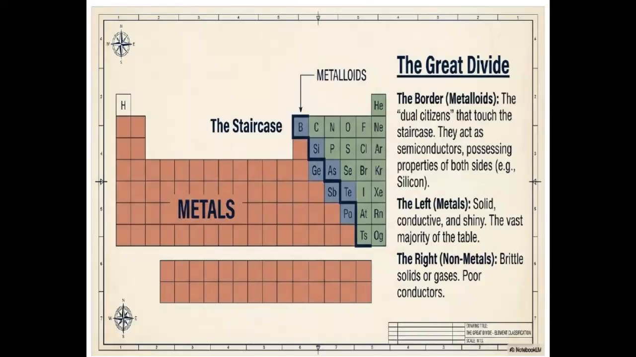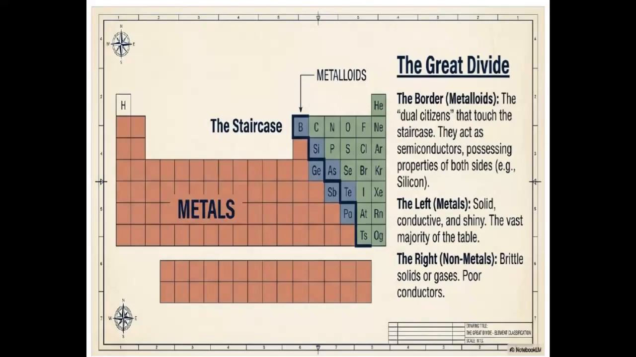So 3 major groups, they're divided by that staircase: left metals, right non-metals, and then we have a handful of them, which in this slide are in blue. We call those metalloids. Those are your semiconductors. They're used in the semiconductor industry. You can find it in your phone, things of that nature, because they behave like metals or non-metals, depending on the situation, so they have properties of both.